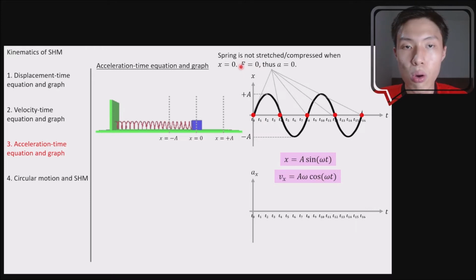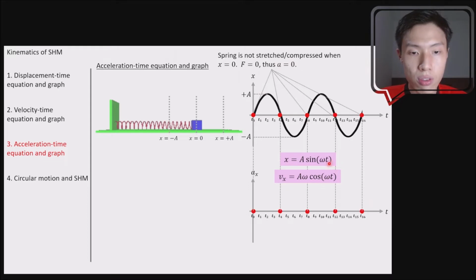And because there is no force, you learn from the video that relates force and acceleration that if F is equal to 0, if the restoring force of a spring is equal to 0, then the acceleration will be equal to 0. So for these 5 different moments, you should expect the acceleration to be 0 as well. So if you draw a line over here, you should expect for your acceleration time graph, these 5 moments will return acceleration equals to 0.